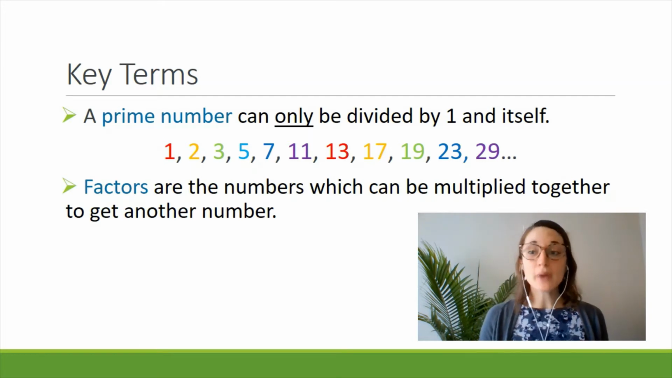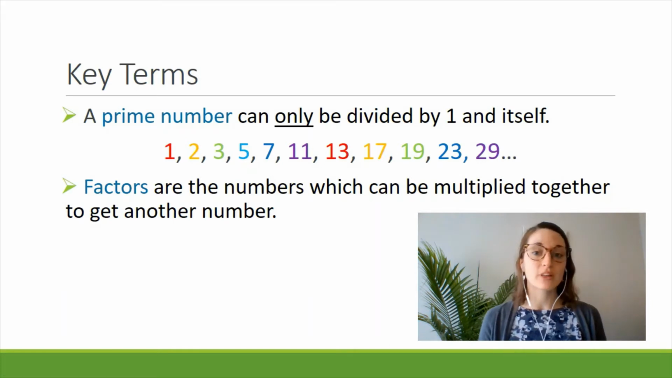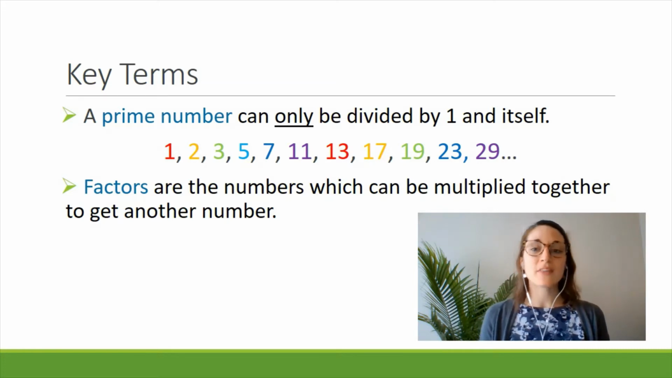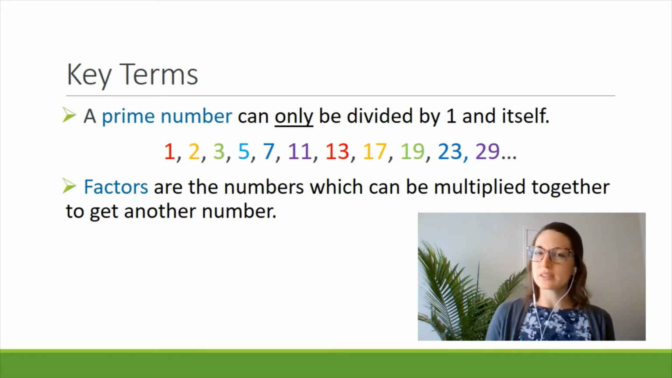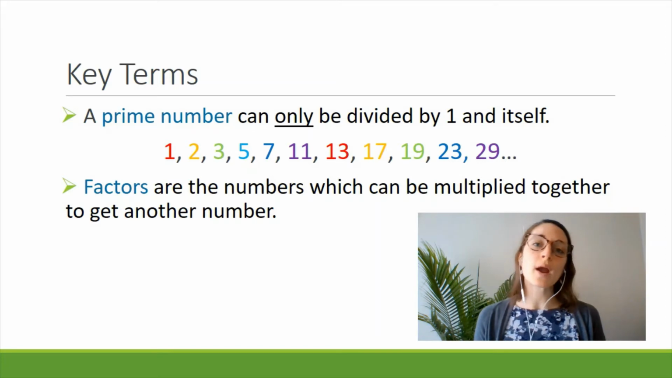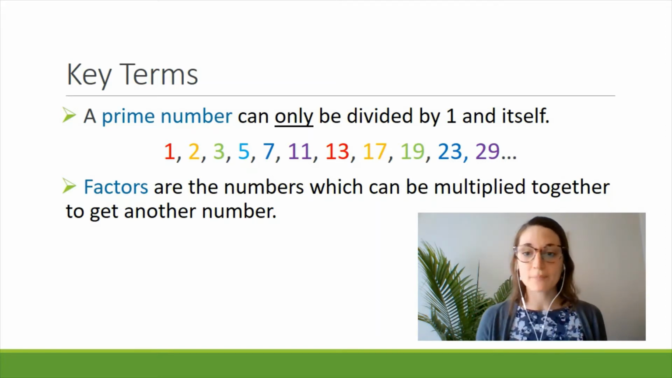A prime number can only be divided by 1 and itself. Here you can see a list of some prime numbers. Most of the prime numbers are smaller, and there are fewer and fewer as the numbers grow larger. So let's take a look. 1, 2, and 3 are all prime numbers, but you'll notice that you don't see 4 on this list. That's because 4 can be divided by 2. 2 times 2 equals 4.